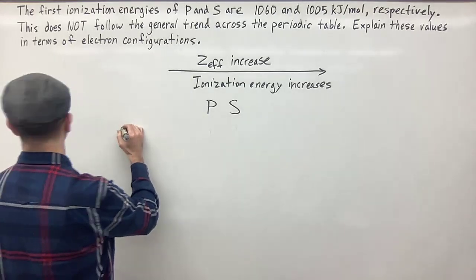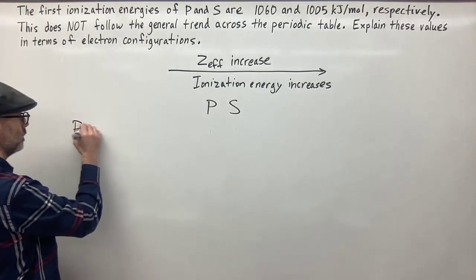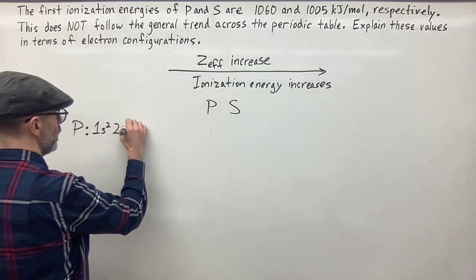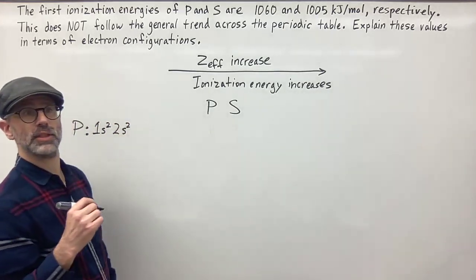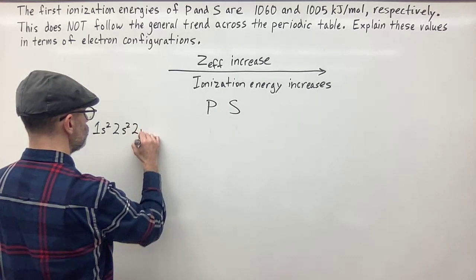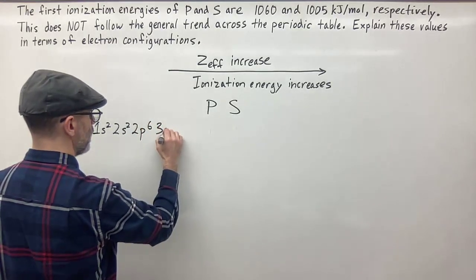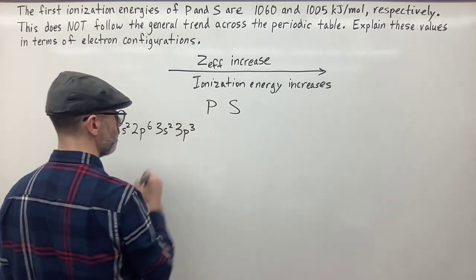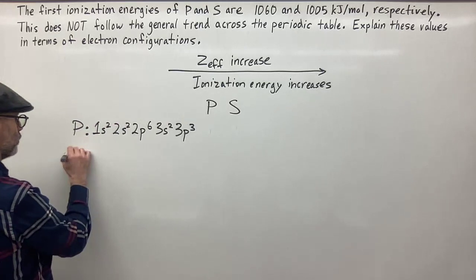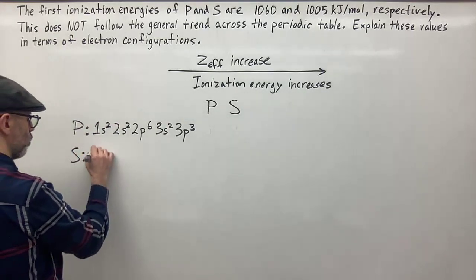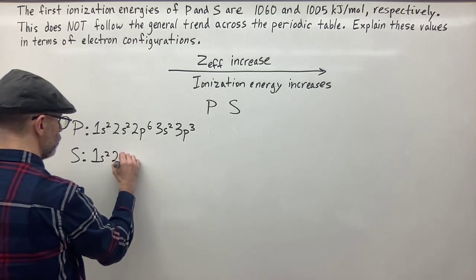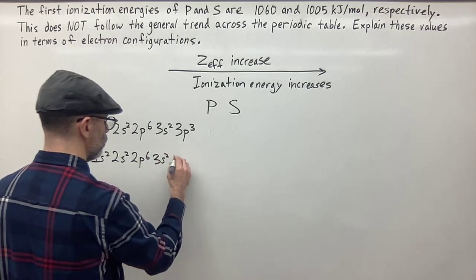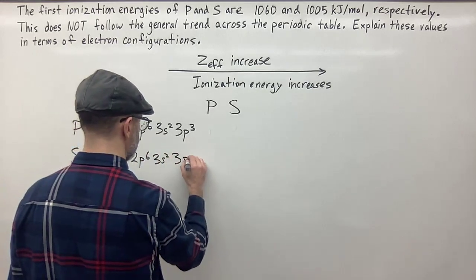So the electron configuration for phosphorus is going to be 1s2, 2s2, 2p6, 3s2, and then 3p3. And then for sulfur, it's 1s2, 2s2, 2p6, 3s2, and 3p4.